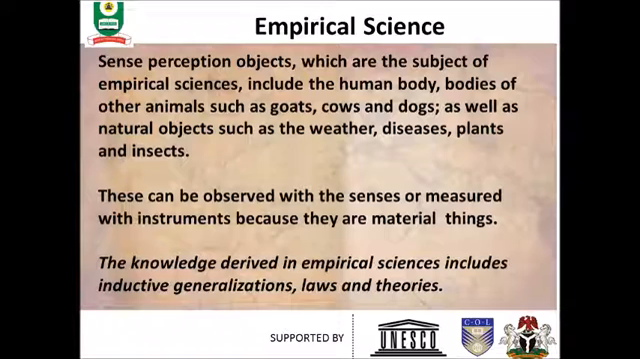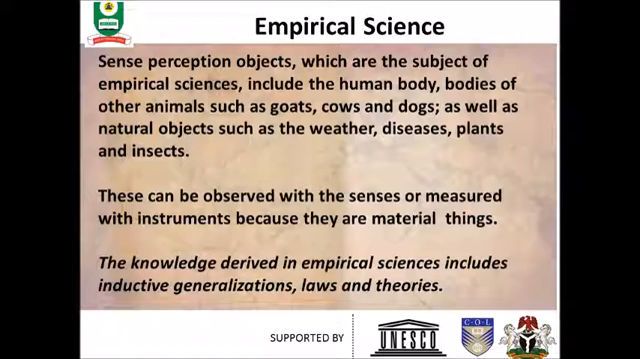The knowledge derived in empirical science includes inductive generalizations, laws, and theories. The concepts are formulated in clearly defined statements, propositions, or in statistical equations or formulas.